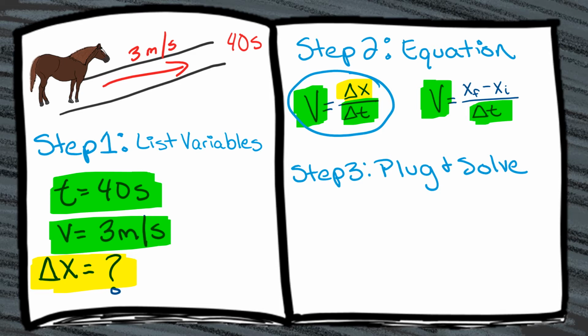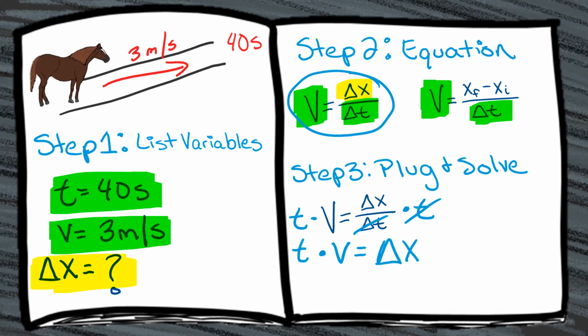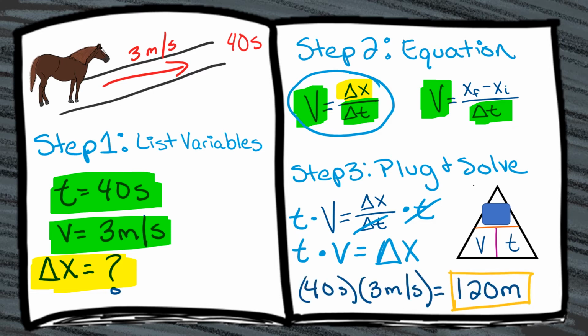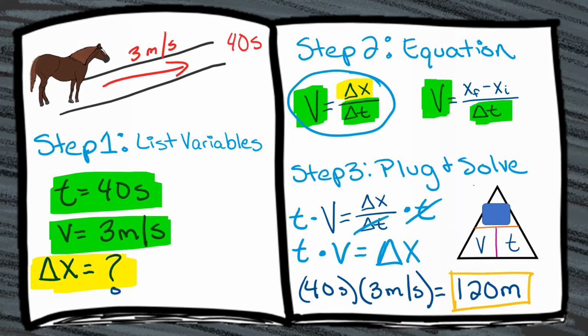That's right, Alex. Step 3 is to plug in the numbers and solve for the missing variable. In this case, we need to solve for a change in position, which means that we need to move time to the other side of the equation by multiplying t on both sides, leaving me with velocity times time, equaling a change in position. Yes, Alex, you could have gotten this equation from the triangle method. Just remember that you still need to practice how to rearrange equations, and the triangle method could simply help you verify that you rearranged it correctly. Okay, so this means that we need to multiply 40 times 3, giving us 120 meters.